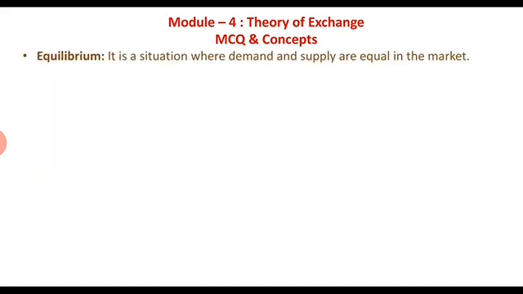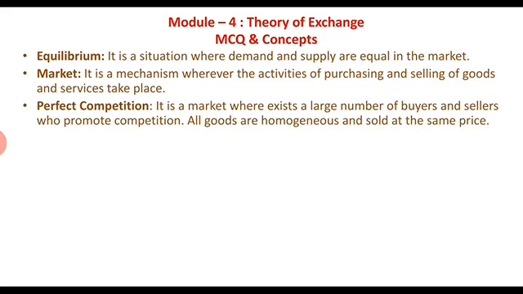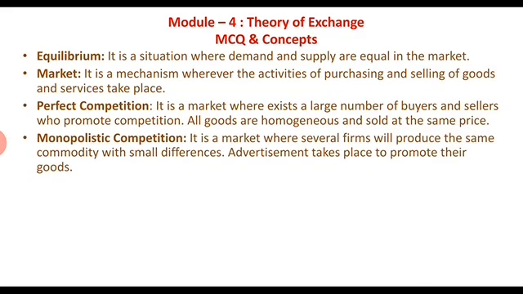25th. Some concepts. Equilibrium. It is a situation where demand and supply are equal in a market. Market. It is a mechanism where the activities of purchasing and selling of goods and services take place. Perfect competition. It is a market where there exists a large number of sellers and buyers who promote competition. All goods are homogeneous and sold at the same price.